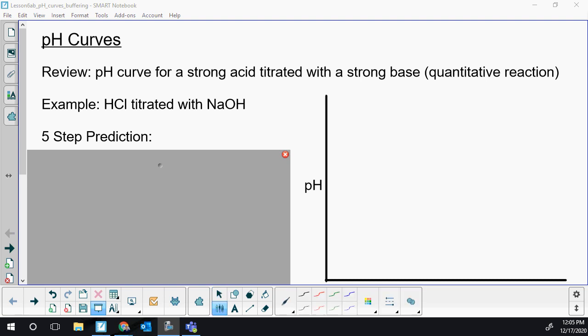Okay, so pH curves is the theme. I'm going to start with the review part. I'm going to do a pH curve for a strong acid with a strong base. Now, just like in Chem 20, we always see this wording with the "titrated with" between our two chemicals. What comes after the "titrated with" is our titrant.